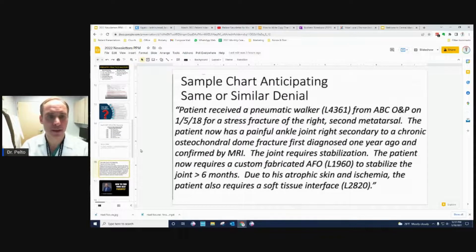Here's an example that I got from Jonathan Moore. He talked about this. This is anticipating same or similar denial. Patient received a pneumatic walker.